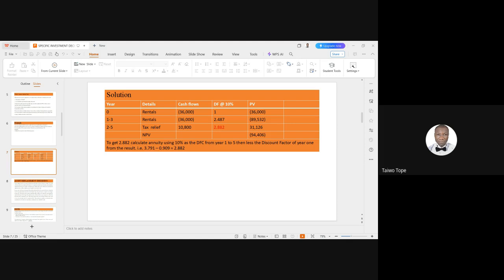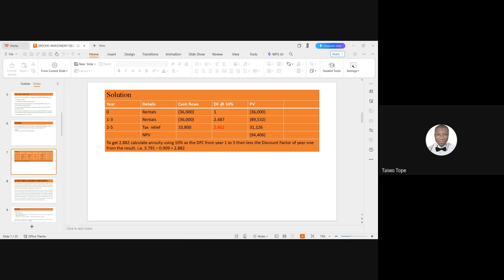So the point now is this: Taiwo already decided the project itself is worthwhile. So now the issue is how to finance the asset, either by leasing or buying with a loan. So we've calculated the NPV of lease as 94,406. This figure represents the value of the total cost to Taiwo if the lease option is chosen.